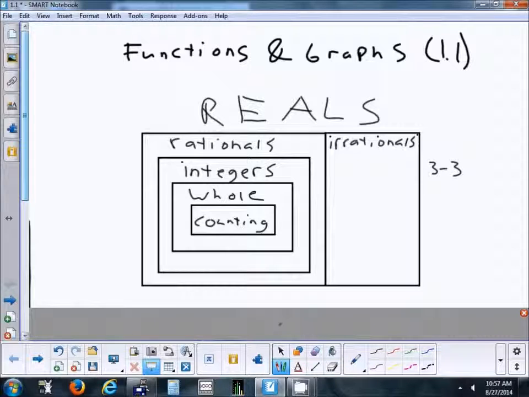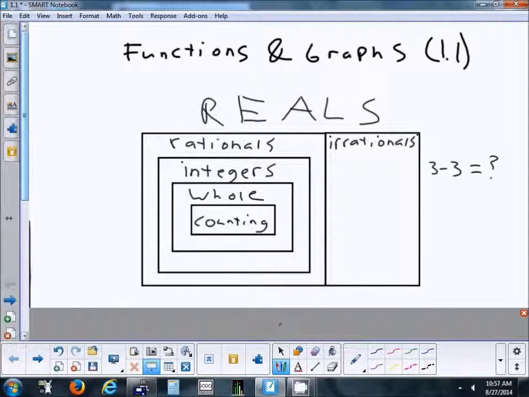3 minus 3. We said counting numbers start at 1 and go up. So if counting numbers are the only kind of numbers you're going to use, this is undefined. You cannot do that, because the answer, as we really know, is a number, but it's not a counting number. It's 0. So that gives us our next set of numbers: whole numbers. Whole numbers include 0. That's the only difference between whole numbers and counting numbers. They start at 0 and go up to infinity.